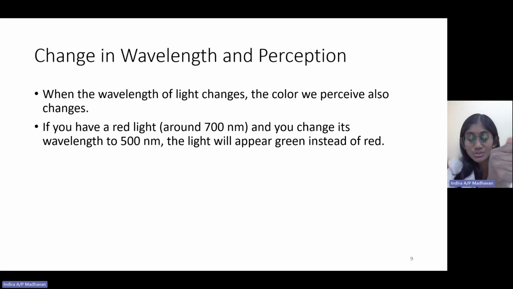So when you move the wavelength from 700 nanometers to 500 nanometers, you will see that when it reaches 500 nanometers, you will see a green shade. So when the wavelength of light is changed, the color is also changed accordingly. That is the connection between the wavelength of light and color vision.